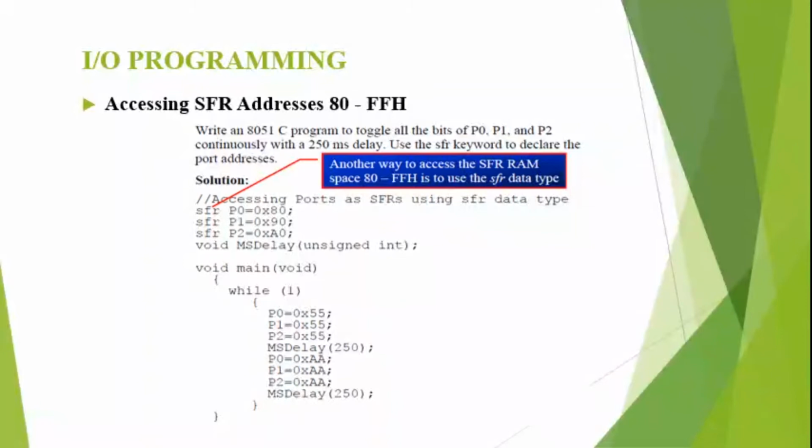Now the value of P0, P1, P2 is assigned AAH, and then again the msdelay function is called. So we are assigning the value 55 to the ports P0, P1, P2, then calling the delay, and then assigning the value AAH to P0, P1, P2. Using these two values, 55 and AA, we can see the toggling happening in each bit of the ports.